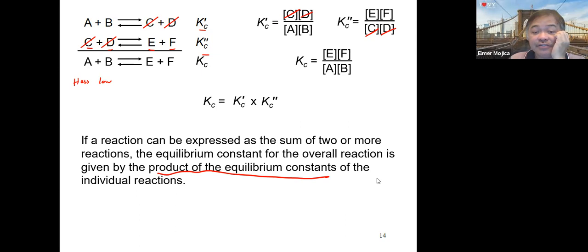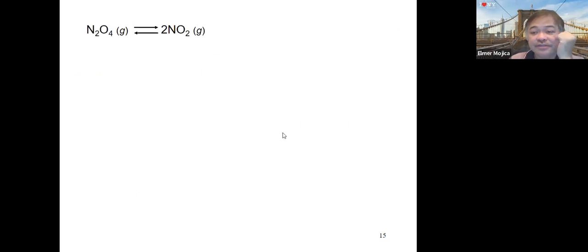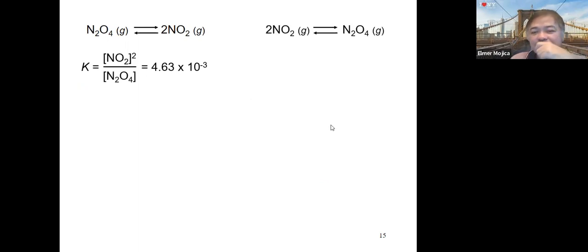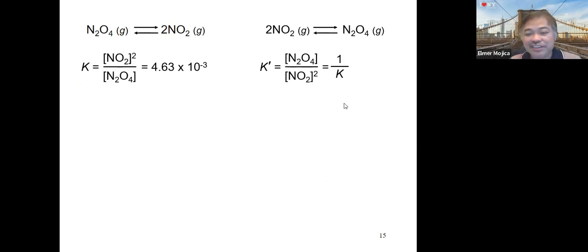So the next thing that you need to consider is, if you have a reaction like this, the K expression that you have is products over reactants, and this is the value. Now, if you reverse the reaction, the new K will just be the reciprocal.